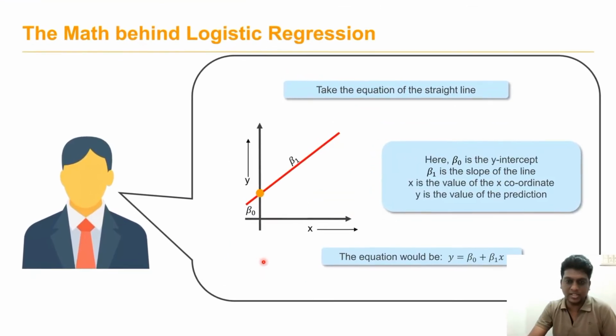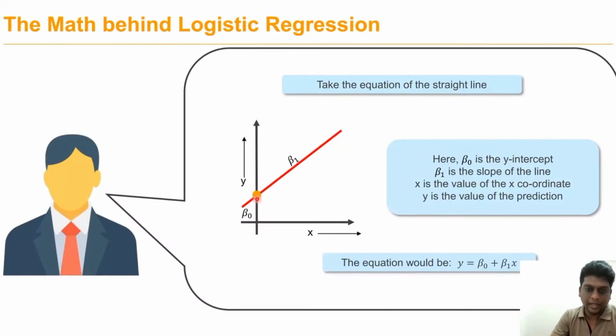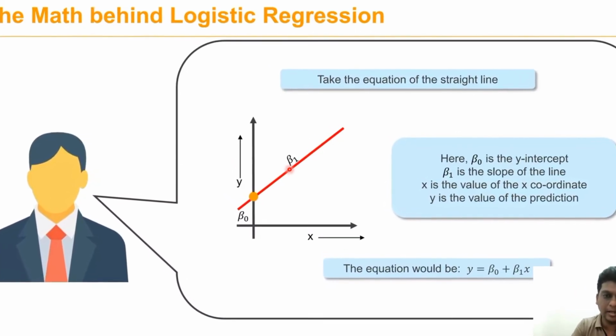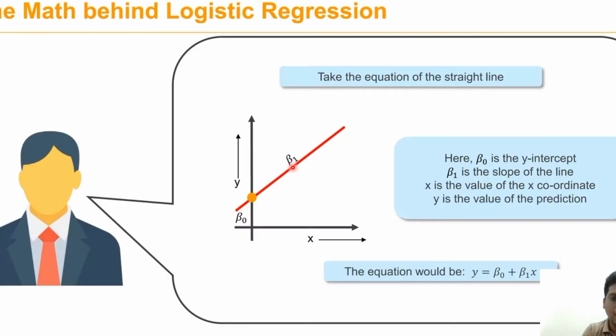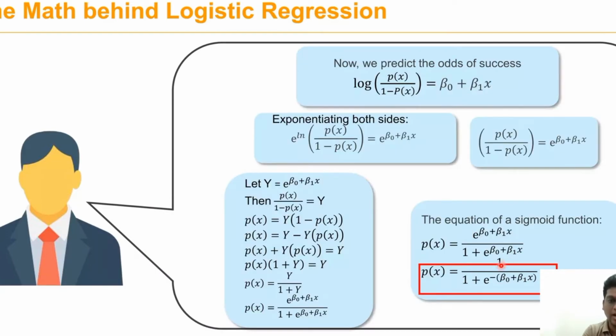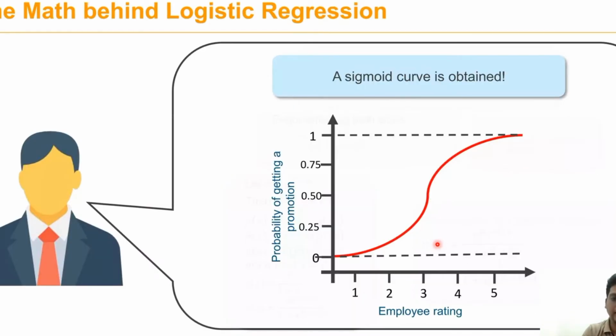Take the equation of a straight line. Here beta naught represents the y-intercept, beta 1 represents the slope of the line, x represents the value of the x coordinate, and y represents the prediction value. So the equation is y equals beta naught plus beta 1 into x. This is the equation of the sigmoid function: 1 divided by 1 plus e to the power of minus y, where y is beta naught plus beta 1 into x. This is how a sigmoid curve is obtained.